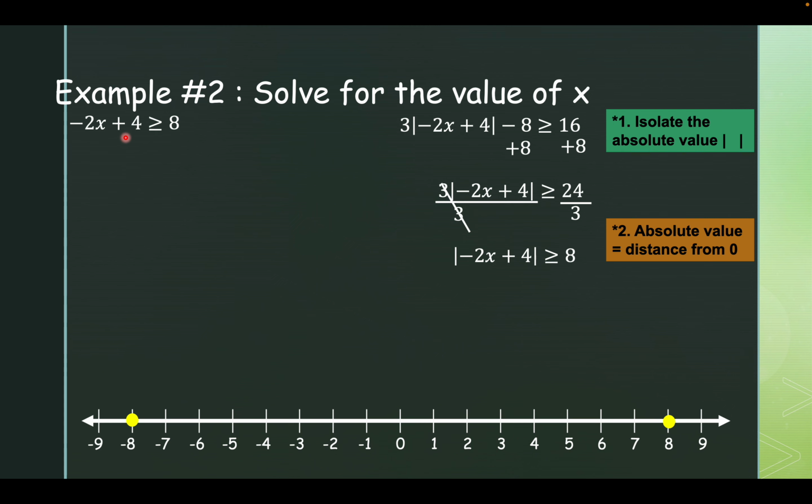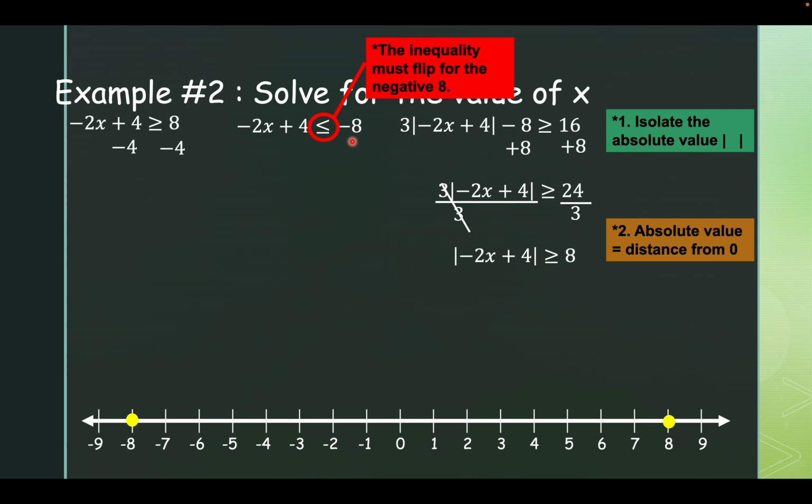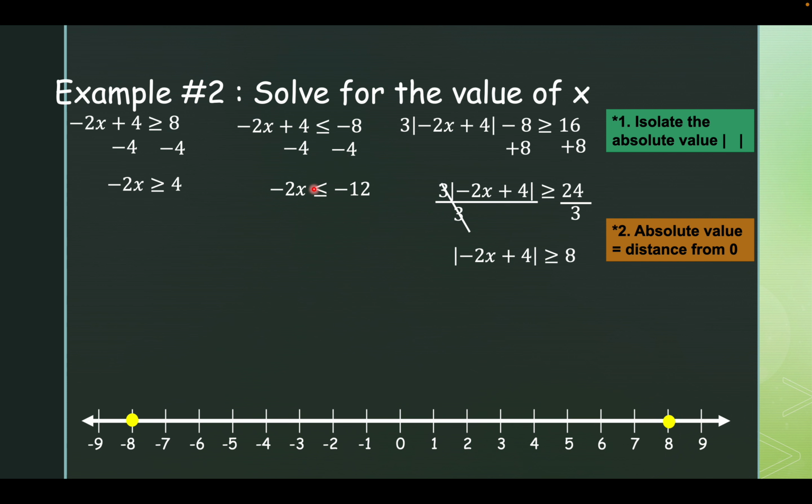Negative 2x plus 4 is greater than or equal to 8, or we have negative 2x plus 4 is less than or equal to negative 8. So again, the inequality must flip for the negative number. It doesn't have to be negative 8. In this case, it's negative 8, but in general, it's just for a negative number. We go to solve. We're going to have to subtract 4 on both sides. We can solve these at the same time if we choose to. We get negative 2x is greater than or equal to 4. On this side, we get negative 2x is less than or equal to negative 12.